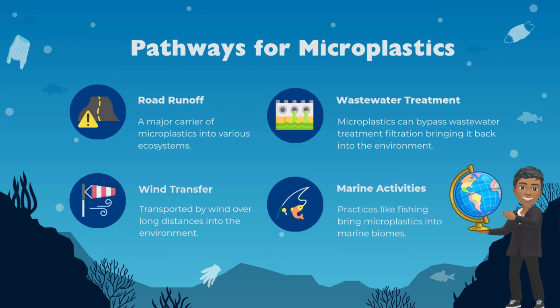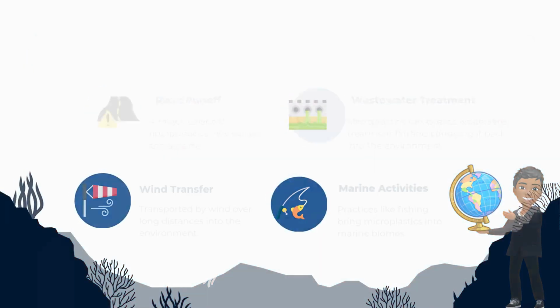The third one is wastewater treatment, and as microplastics enter this process, they could sometimes bypass wastewater treatment filtration and go back into the environment. The fourth one is marine activities, and in this situation, we're going to be focusing on fishing. This includes both mass fishing and recreational fishing, as in both scenarios, equipment like lures and nets are often either dumped or lost, causing them to remain in the environment and possibly even harm wildlife.